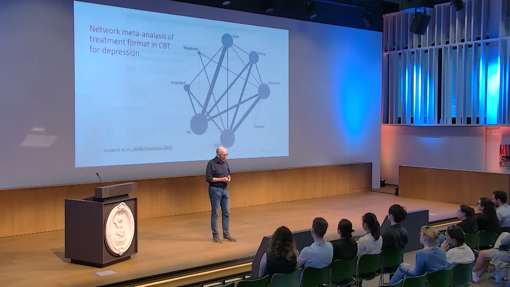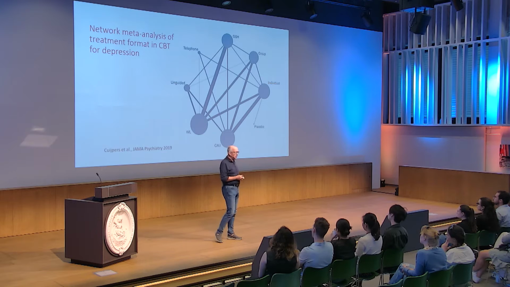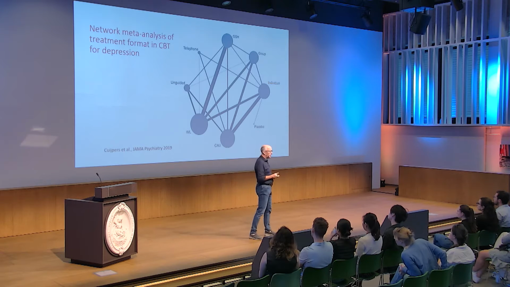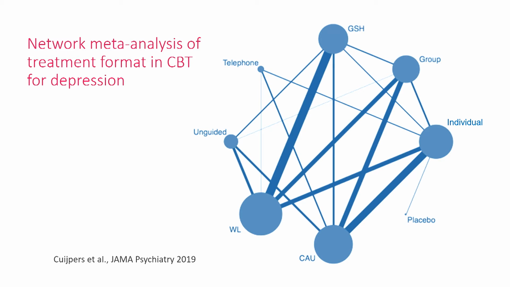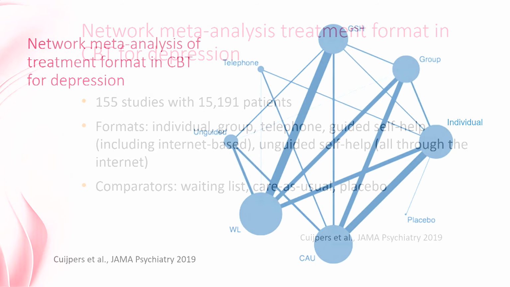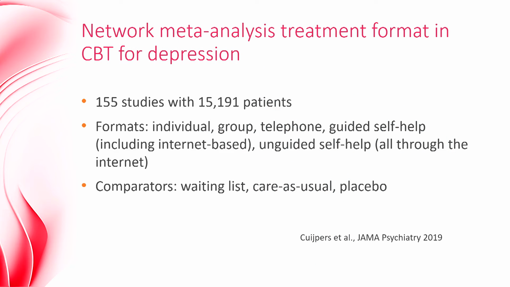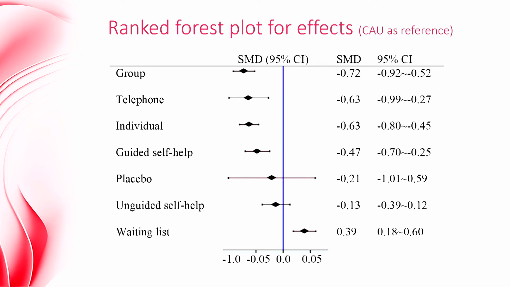because then we can apply this in a more efficient way and we can help more people for the same money. So we did a network meta-analysis of treatment format for CBT in depression, and we looked at individual, group, by telephone, guided self-help through the internet or not, or unguided self-help, compared to the waitlist, care as usual, placebo. And what we found, so we had 150 studies, what we found basically is that any format is effective, as long as there's human support.